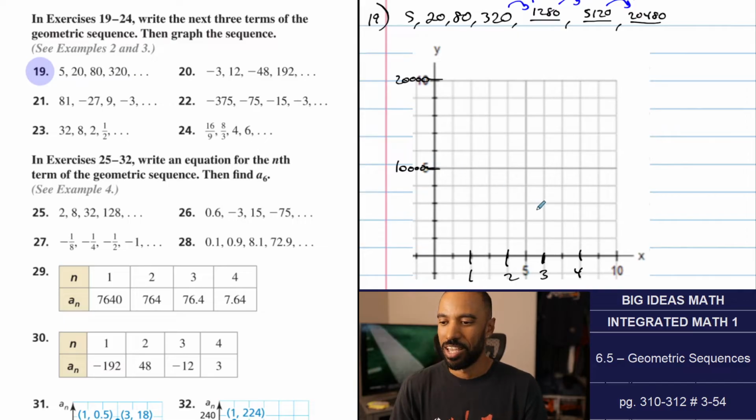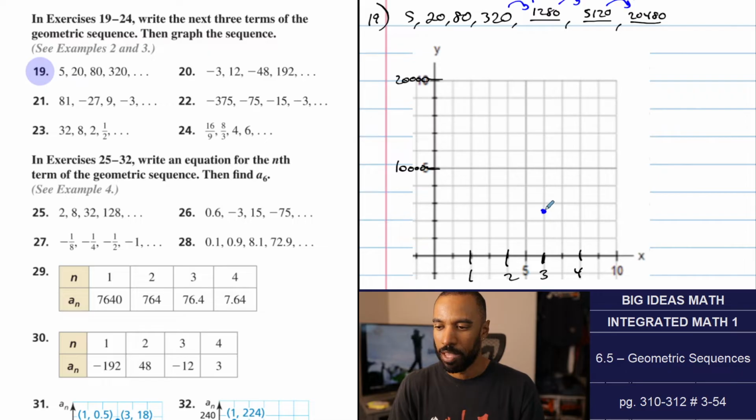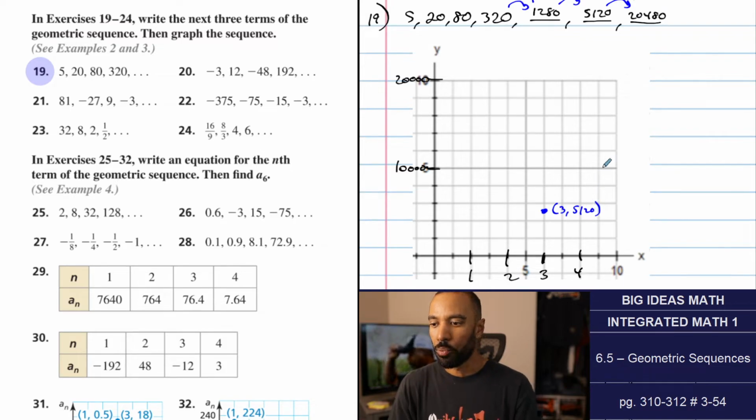Now that sucks because 5,120, somewhere like right there, right? It's just basically 5,000 pretty much. This is 6,000 right here. So this is the point 3, 5,120. Oh, not 3. Oh, I'm sorry.